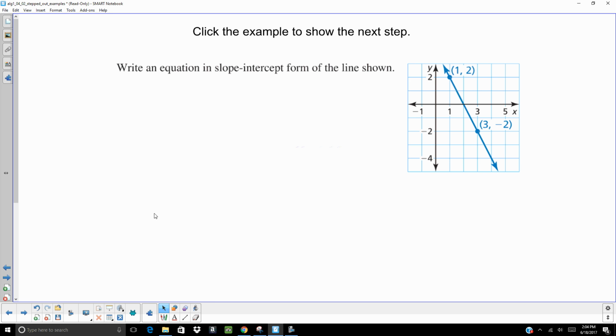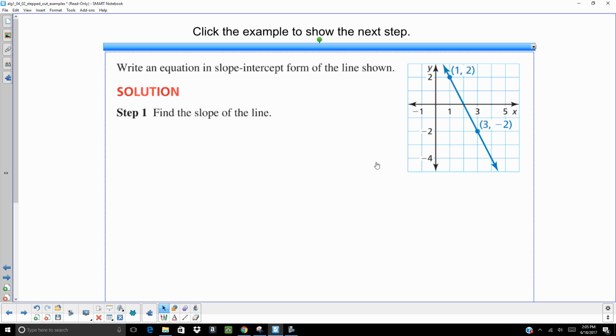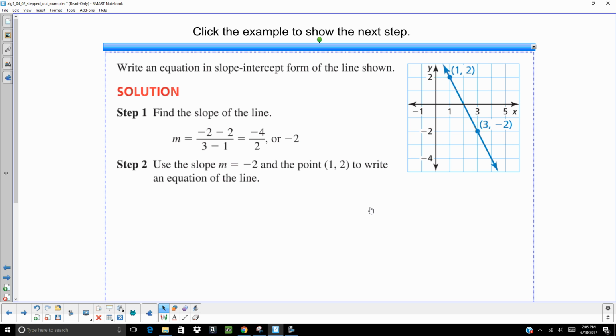On this one, we want to write an equation in slope-intercept form of the line shown. Well, they are telling us what form it has to be in this time, slope-intercept. But if I look at this graph, I can find the slope pretty easily, but not the y-intercept. So let's find that slope. Difference of your y's over the difference of your x's. The slope is negative 2.